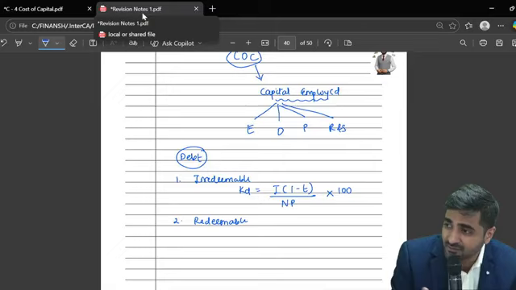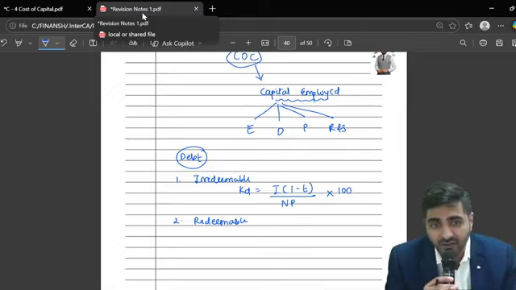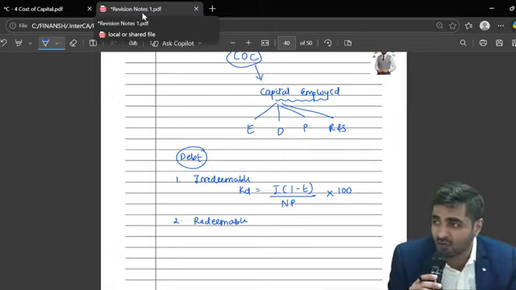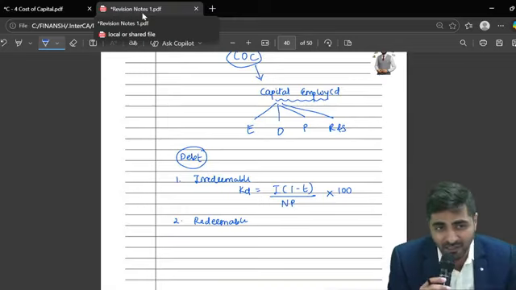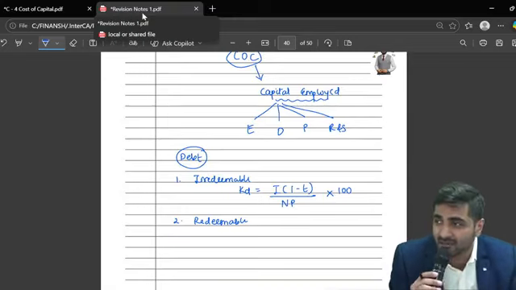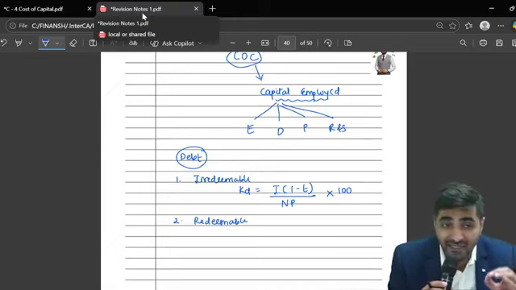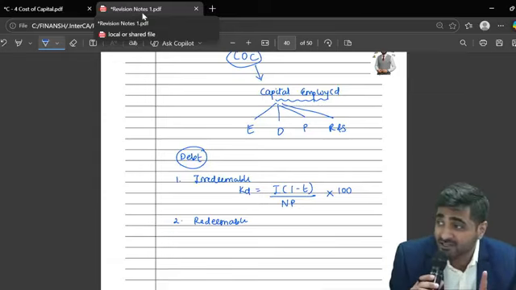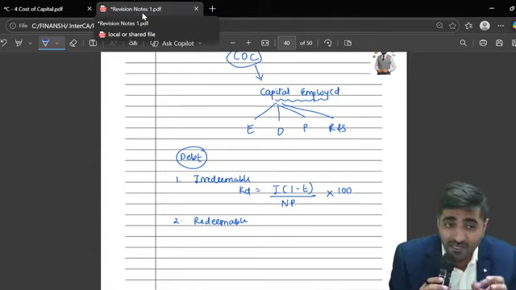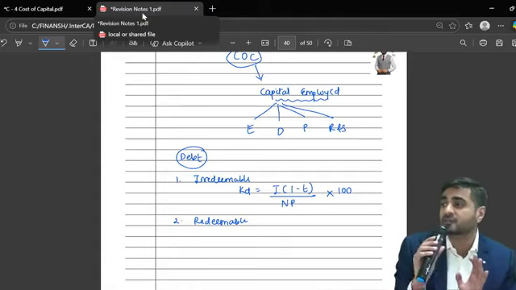What is the meaning of the word net proceeds? Net proceeds indicates the total amount of money which will be received by the company if they issue the irredeemable debt today. Suppose the face value is 100 rupees. But if you want to issue the debt at 10% discount, then can I say my net proceeds will be 90 rupees? So will 90 rupees be taken into consideration for your net proceeds? Come on, yes or no?